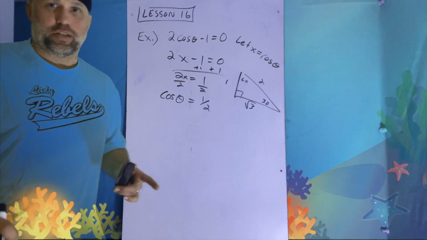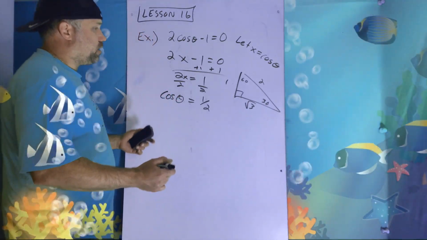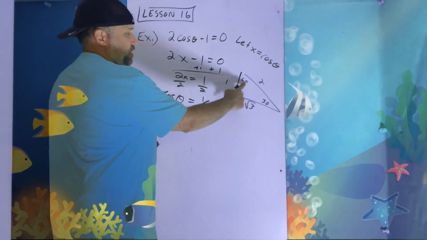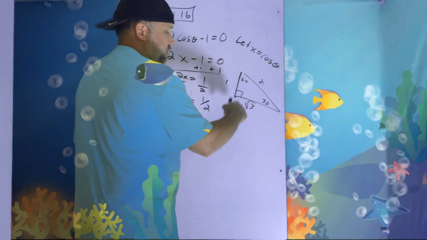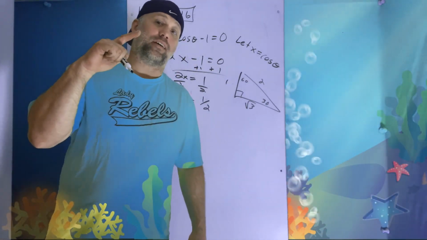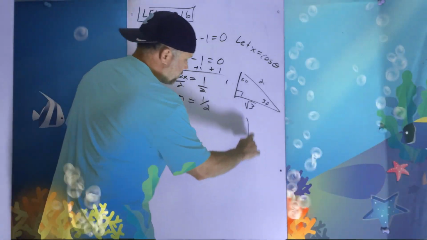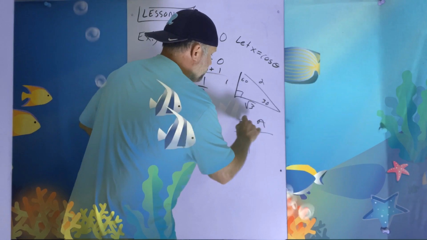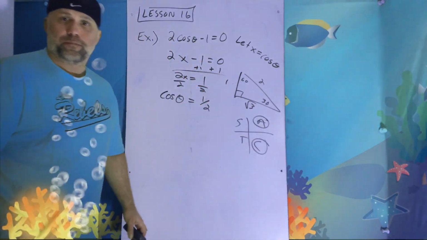What angle do we know has a cosine of 1/2? Well, if you look, 60 degrees, adjacent over hypotenuse, cosine is 1/2. So that tells us that our answer is 60, but that's not our only answer, because we have to remember that cosine is positive in 2 different quadrants.